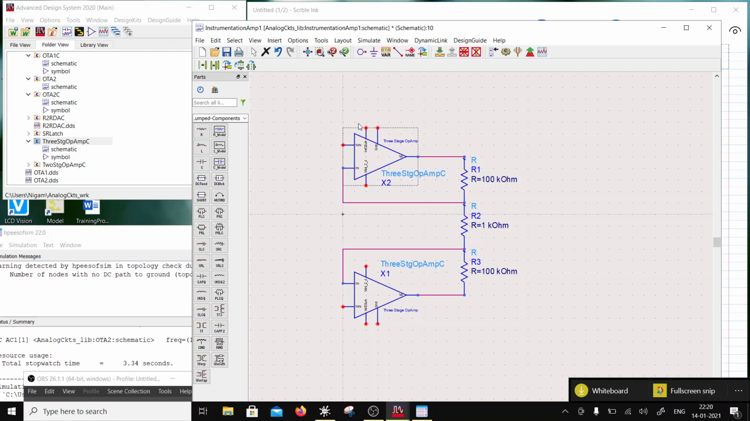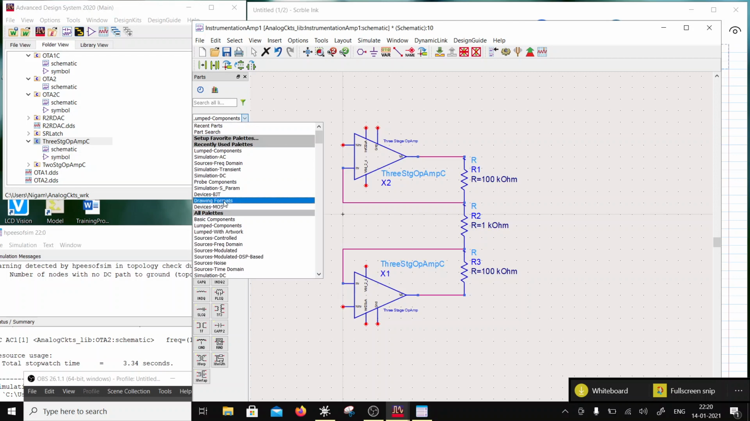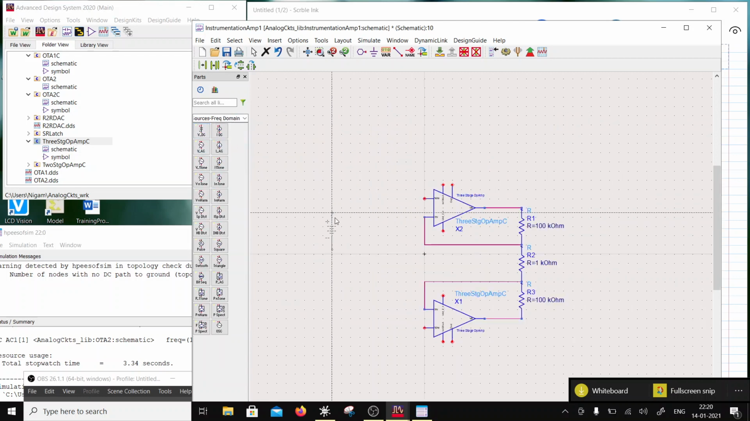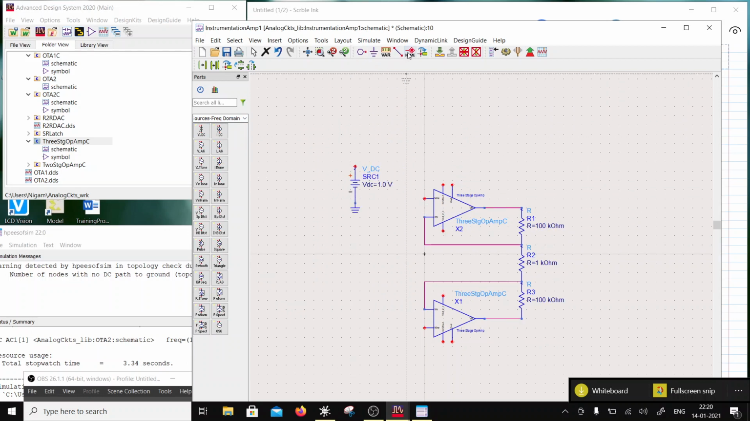Okay, so I'm going to put here a VDD. So let's look for a sources frequency domain, and I'm going to pick up a VDD here. So this time what I'm going to do is I'm going to name this as VDD. And all others I'm going to name VDD. So this is VDD, even this is VDD, right? I will separate out the ground, so not an issue.